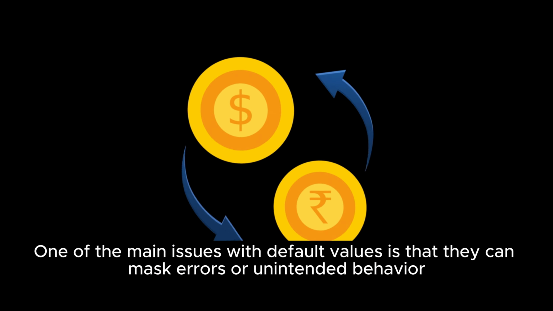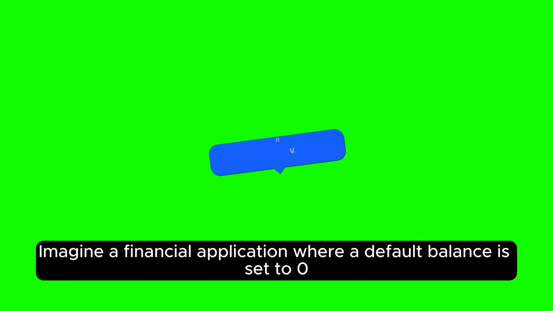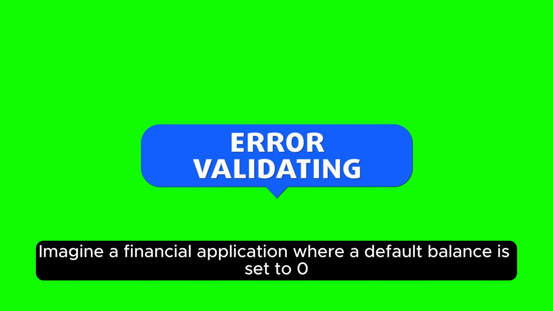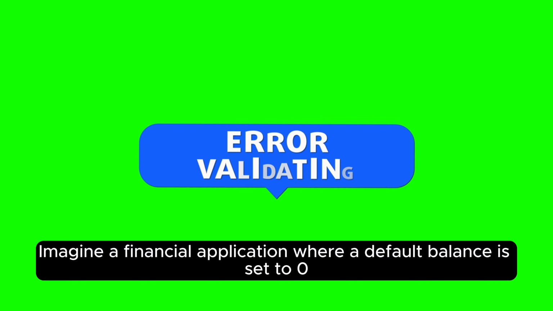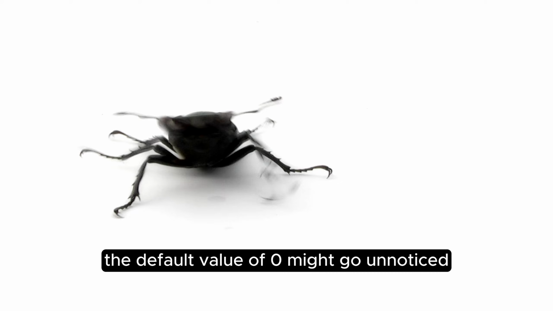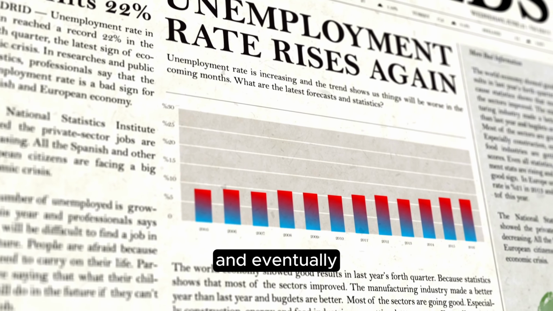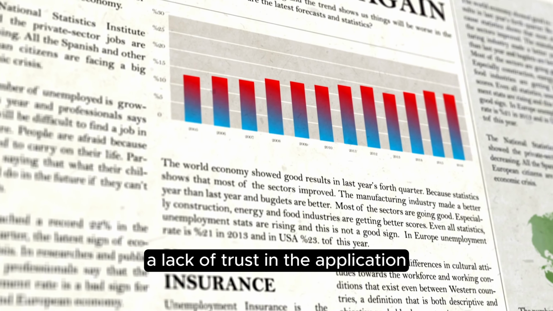One of the main issues with default values is that they can mask errors or unintended behavior. Imagine a financial application where a default balance is set to 0. If a bug causes the balance not to be updated correctly, the default value of 0 might go unnoticed. This could lead to incorrect financial reports, unnoticed discrepancies, and eventually, a lack of trust in the application.